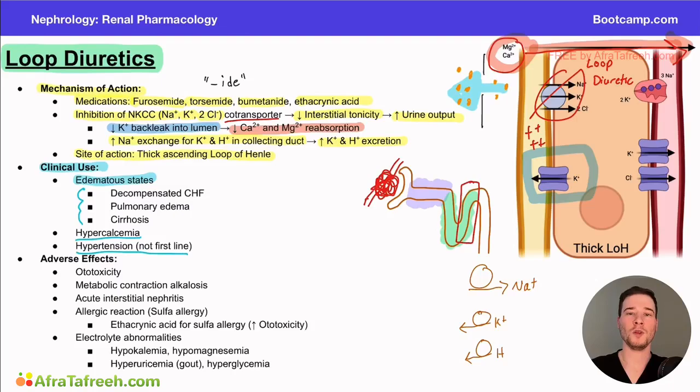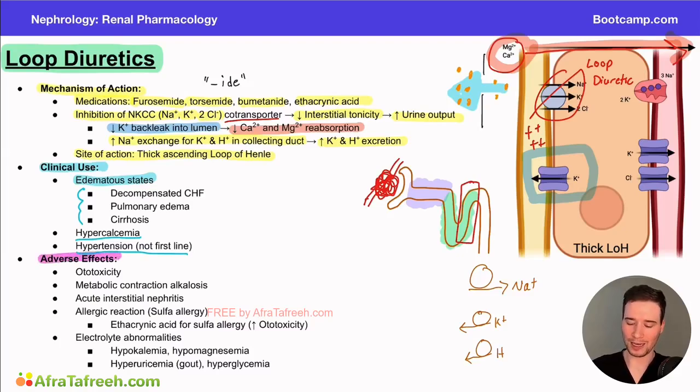If patients are volume overloaded and that's causing them to have high blood pressure, anything that decreases their volume status should inevitably lead to a decreased blood pressure overall. So something to be mindful of, unlikely to be the concept that they actually test on test day. They're more likely to focus on the hypercalcemia or the edematous states. Now, moving on to the adverse effects here.